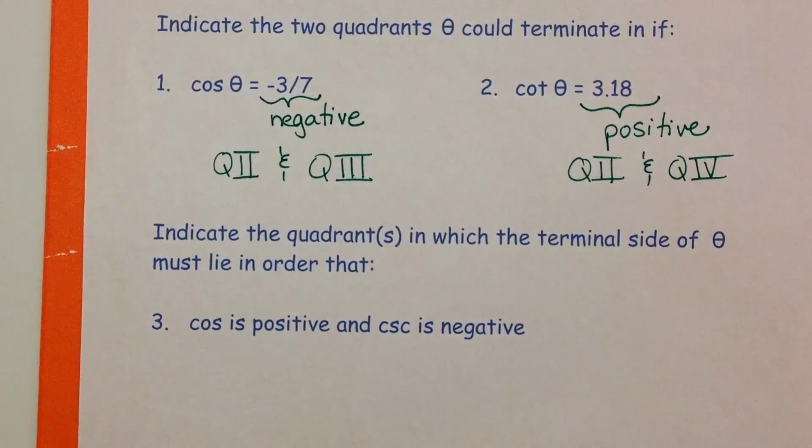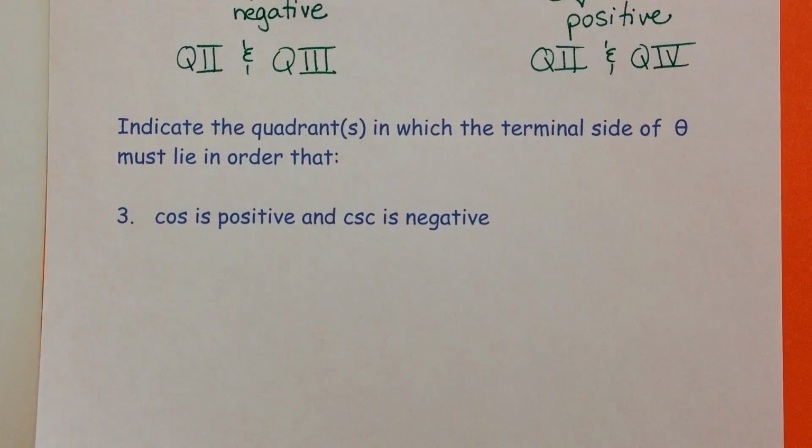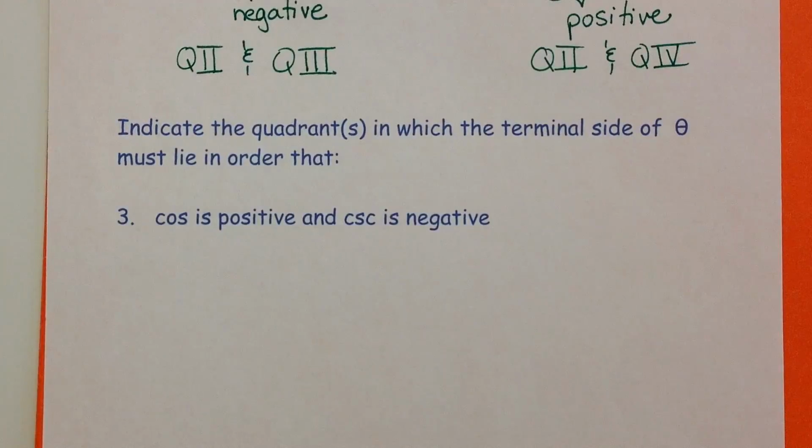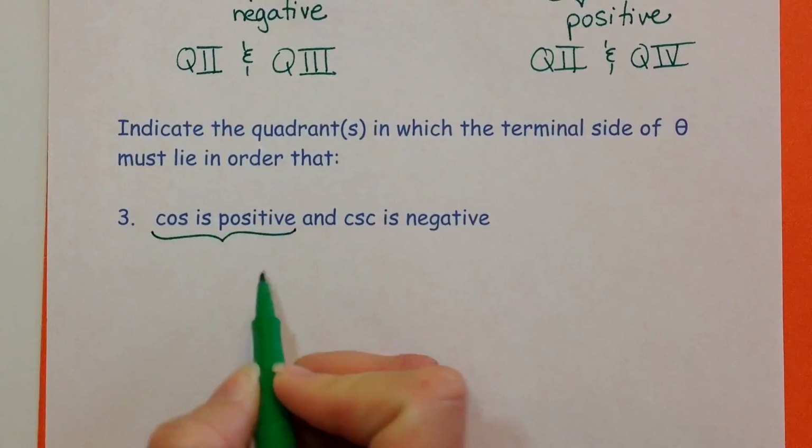Okay, next one. This one is still using the same note, but getting a little bit more in depth. Indicate the quadrant or quadrants in which the terminal side of theta must lie. Getting a little deeper, I need to know a quadrant where cosine is positive, but cosecant is also negative. If you can figure it out in your head, that's great. But let's just start with this right here.